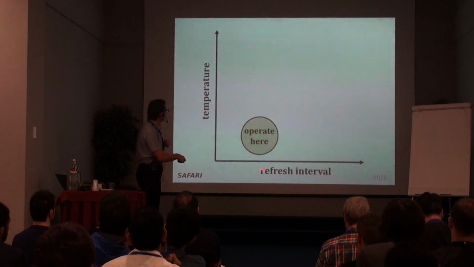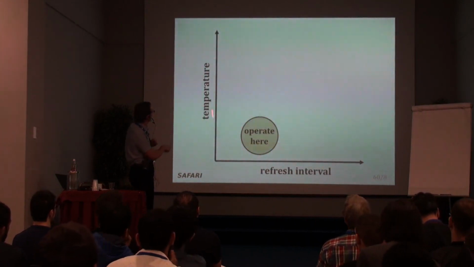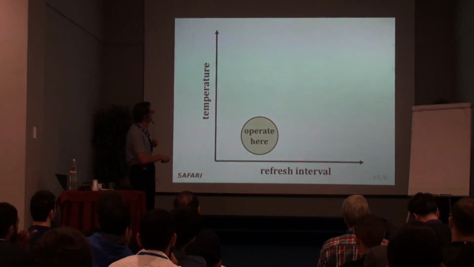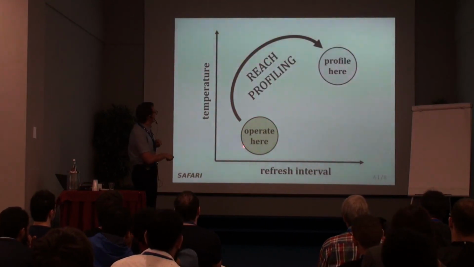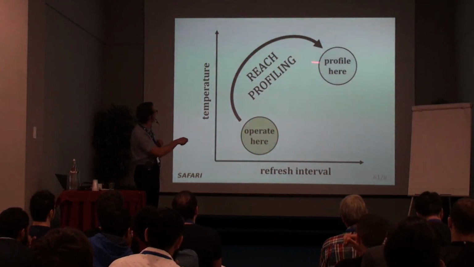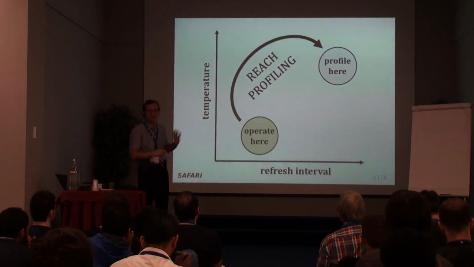I'm going to give you an example. Basically, this is your refresh interval. This is your temperature. Ideally, you would like to operate here. But if you really want to find all of the failures, you want to profile at aggravated conditions, at higher temperature and a higher refresh interval. So that's the key idea in the paper.